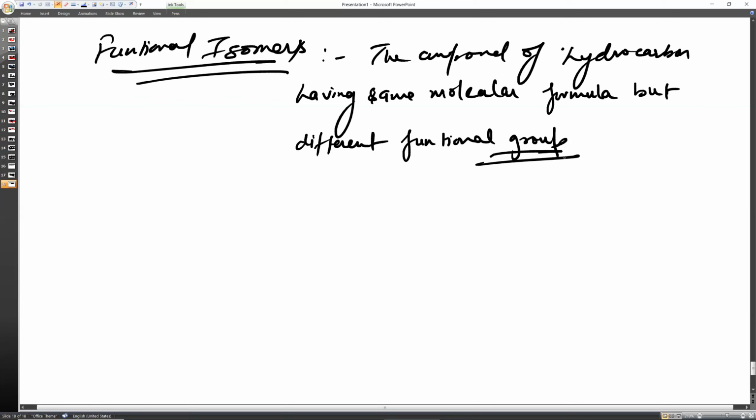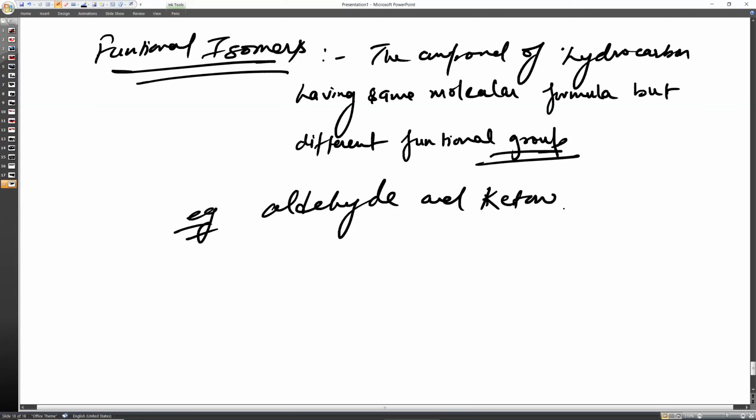Okay. And here, for example, aldehyde and ketone show functional isomerism. These are previous year questions that have been asked. This is a question paper that you are getting. Each and every question paper is going to have the previous year questions, PYQ. So this is aldehyde and ketone.